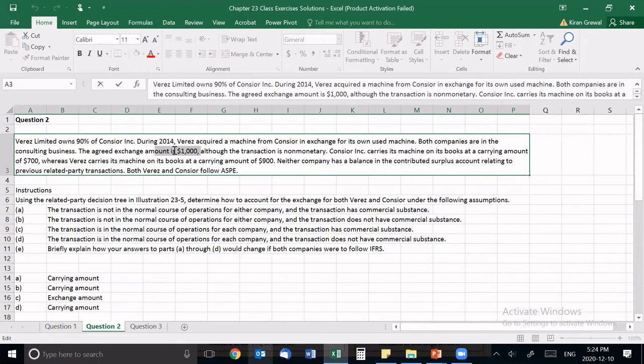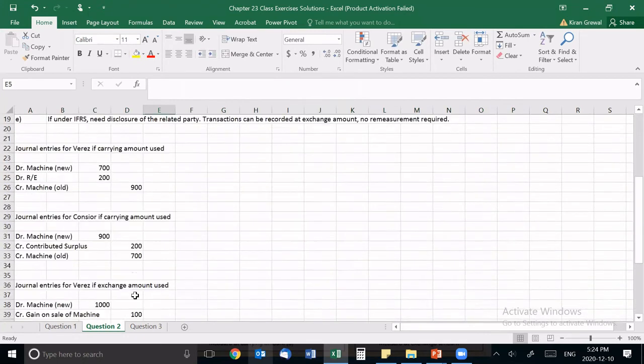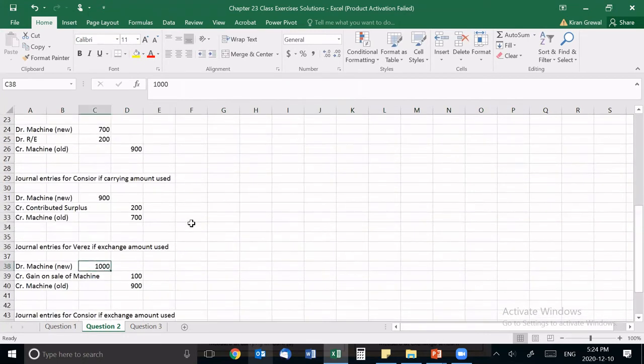So you sold it for $1,000. So we're going to debit our new machinery for $1,000 because that's the exchange amount. We're going to get rid of our old machinery for Varese, which was carrying at 900. And then we can actually record a gain. So we can record a gain on sale of $100.